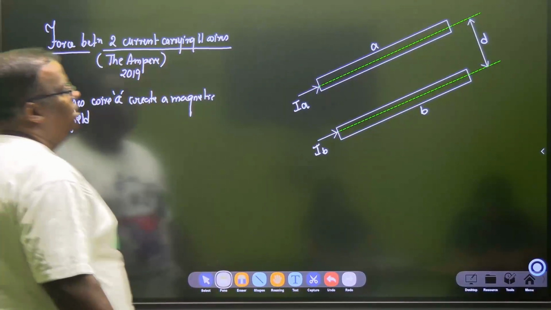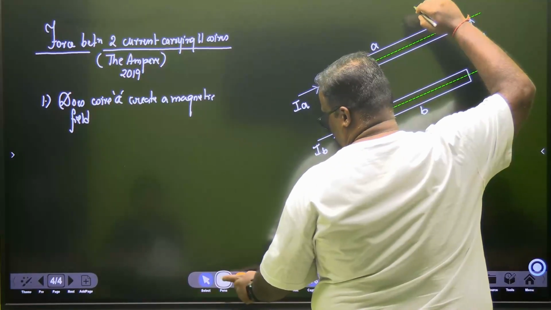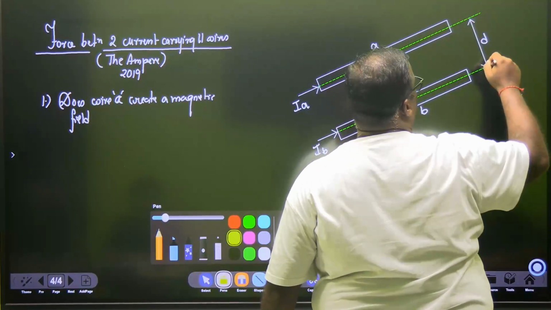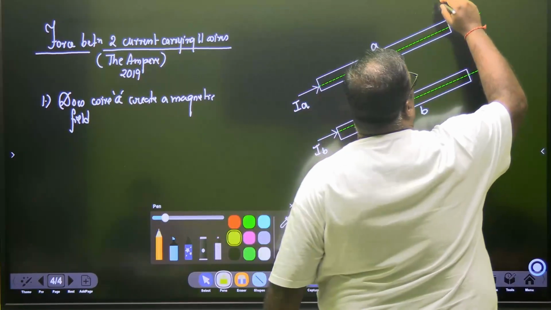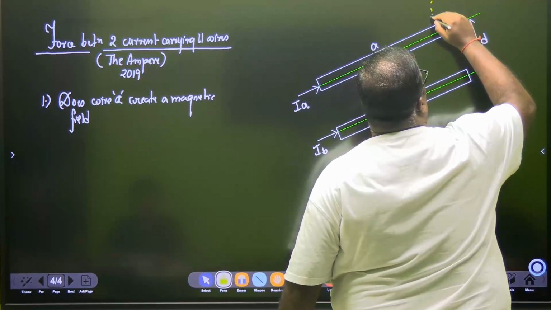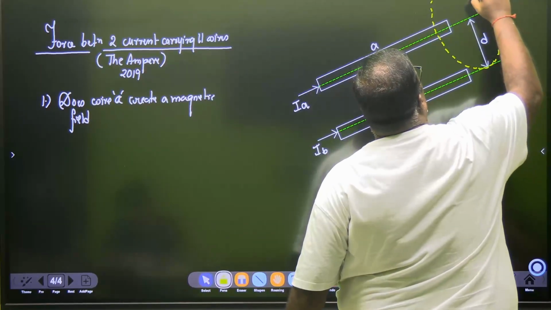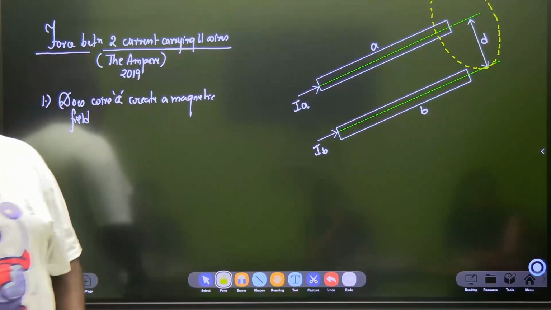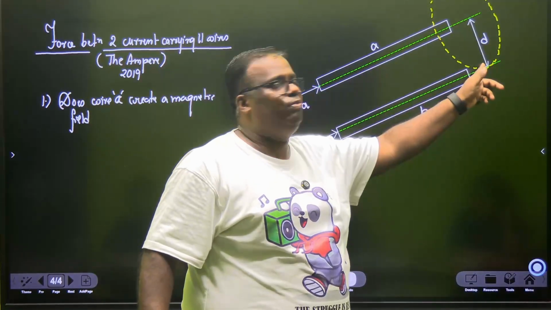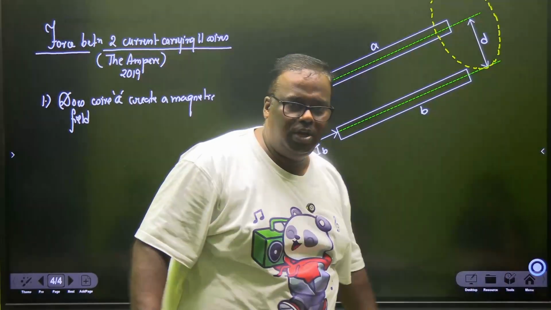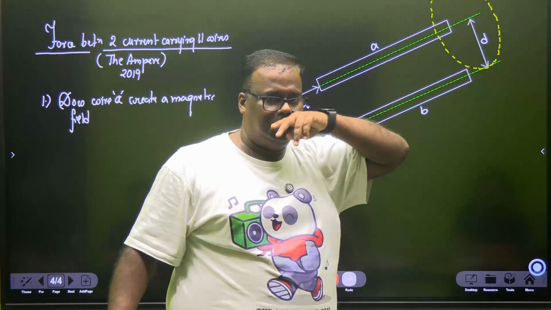Now we want to find out what is the magnetic field at a distance D from this wire. Though that is not required in our diagram, I'm still drawing. My Amperian loop would be a circle like this. Forget this wire now, at a distance D from this wire, what is the magnetic field? Mu naught I by 2 pi D. Just now we did.